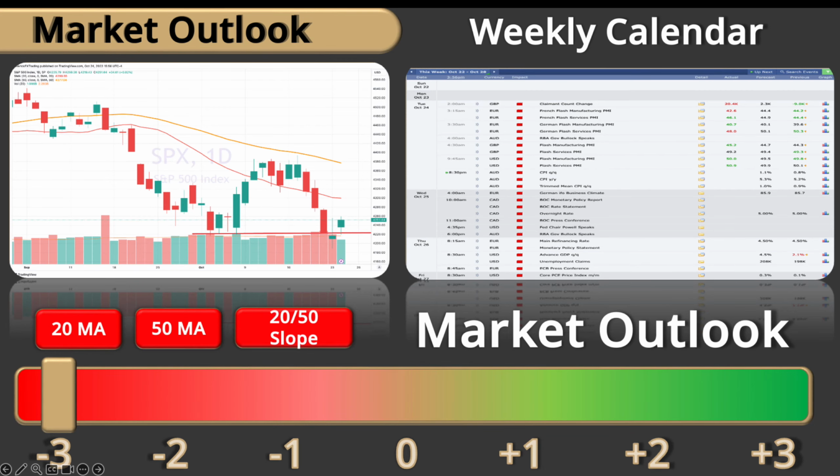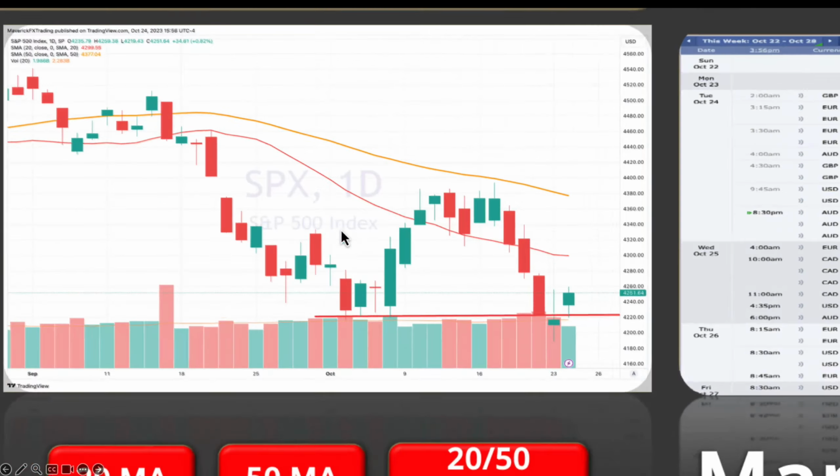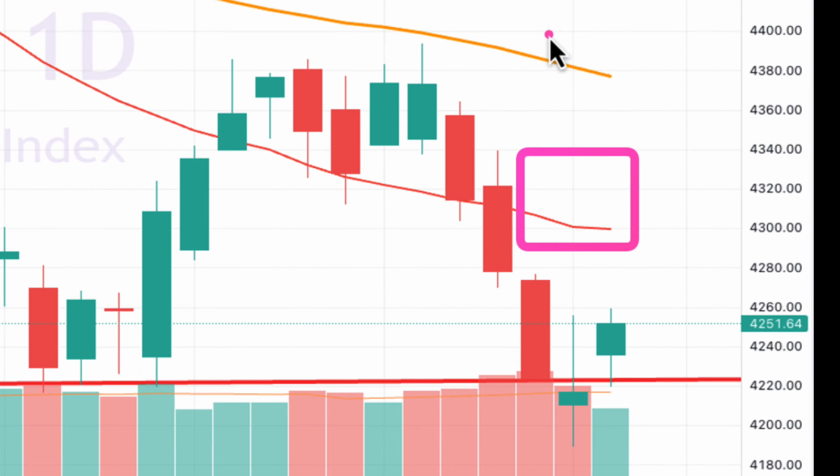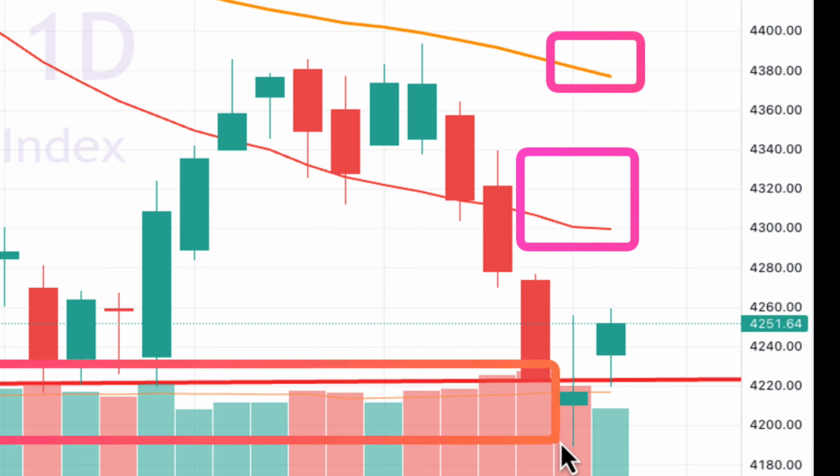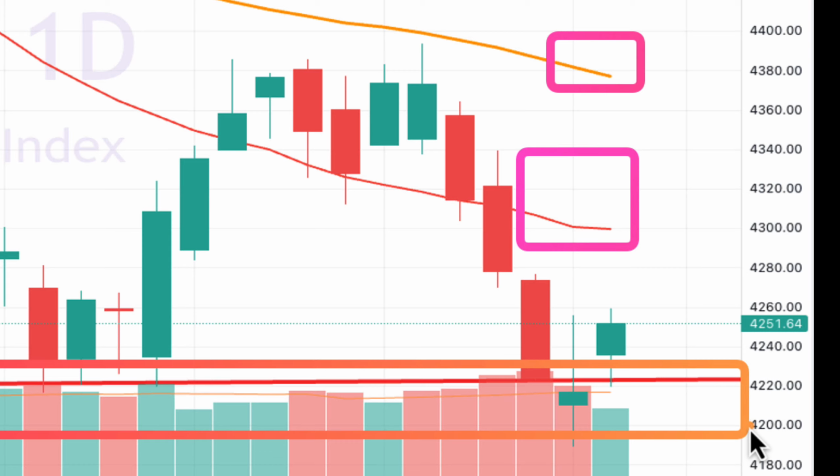Now, looking at the market outlook, well, our score remains at a -3, which means we are below the 20, we are below the 50-day moving average, and they're sloping downwards. We highlighted that there is a very important support level at around 4,200. You can see that we haven't tested or breached lower. So this is still a bear rally pattern for me.